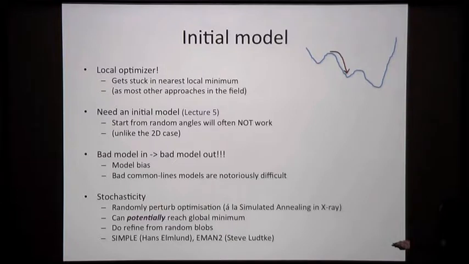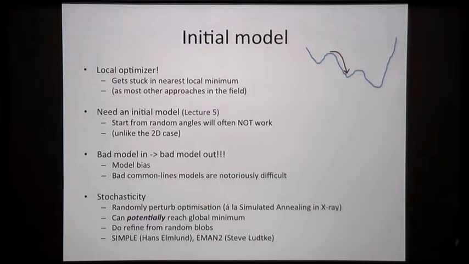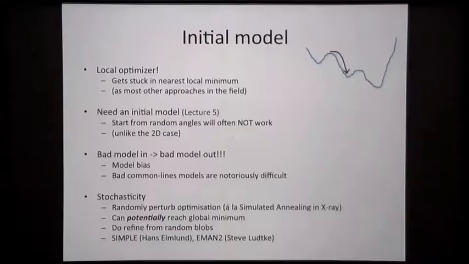Now, if you introduce some form of stochasticity, okay, some random perturbation of the optimization process, think of this as a little ball not just rolling down, but you make it a little rubber ball that goes bouncing about, and you can control how much it bounces. Then from a local optimizer, you can, in theory, get a global optimizer, or an algorithm that in theory could reach the global minimum, okay? And of course, in X-ray crystallography, simulated annealing-like approaches for refining your model are equivalent to this, okay? So they can potentially reach the global minimum.